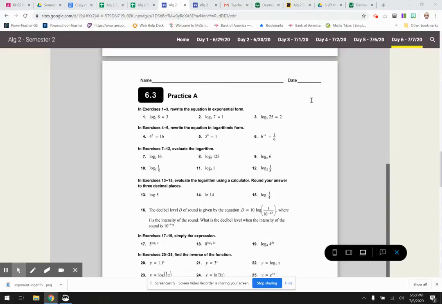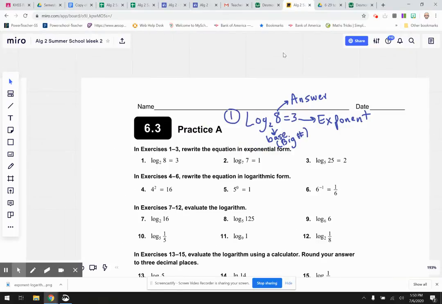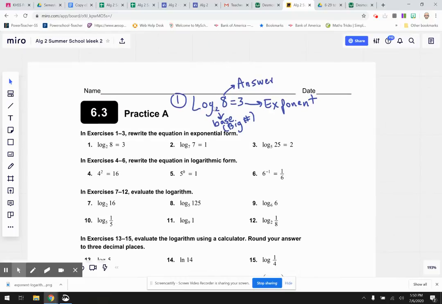6.3 is right below 6.2. 6.3a, we're going to start our logarithm functions. So let me show you a little bit there. I've got a little chart here for you that I wrote. I rewrote number 1 up here, and I let you know what everything means. The little number, the base number, log base 2, is going to be the big number. The big number in a log is actually our answer, and the answer in our log is actually the exponent. Let me show you what I mean by that.